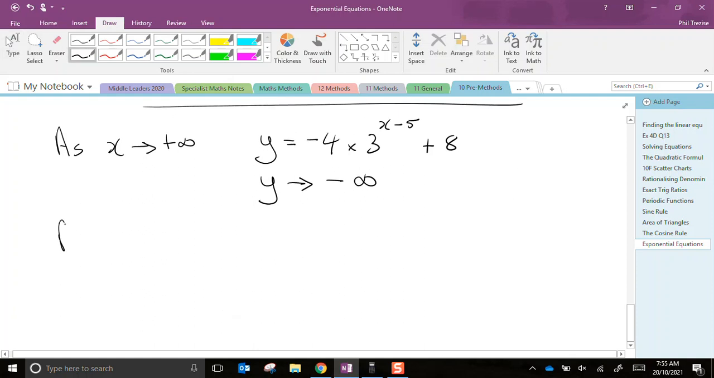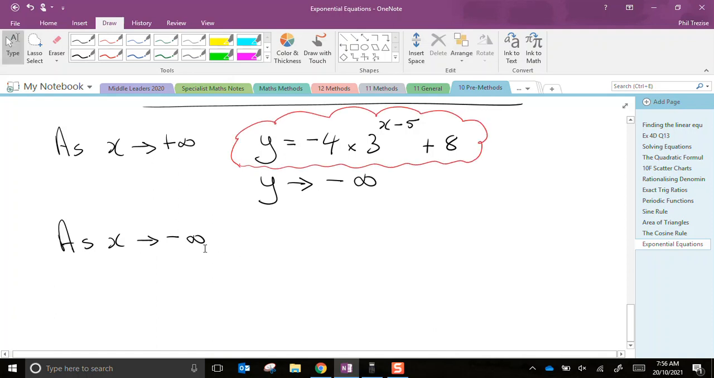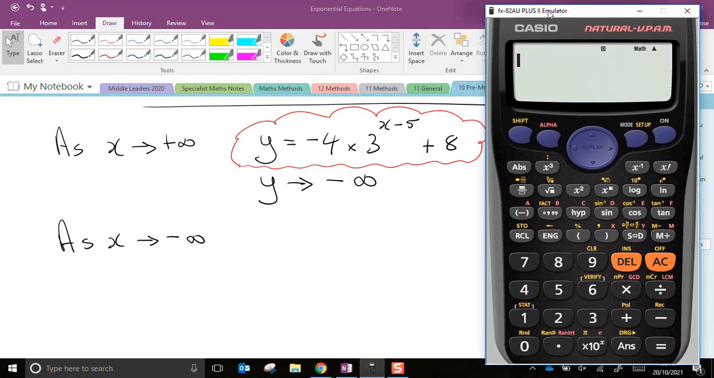Now let's check what happens as x approaches negative infinity. Again, there's my equation. So I'll get the calculator back and we'll try a few different sized negative values for x. If I go back up a bit, I might be able to replay. There we go. So let's pop a value of negative 10 for x.